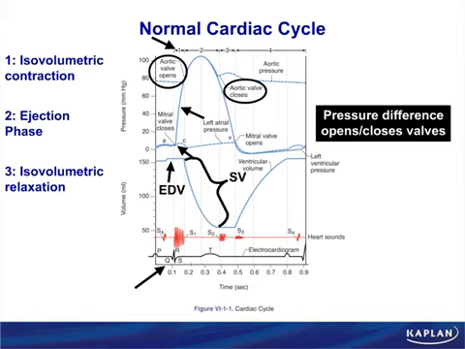So notice we are rapidly relaxing. The aortic valve is closed. The mitral valve is closed. So we are depressurizing. That's isovolumetric relaxation. You see a slight, what's called a reverberation. So it's a blip up in blood pressure in the aorta. This is called the dicrotic notch.